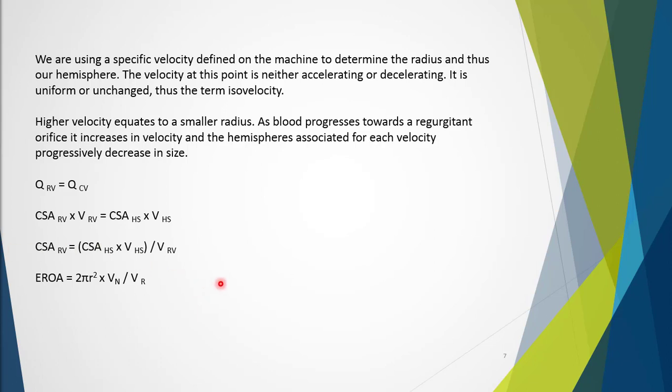So our specified velocity is always Vn, the aliasing velocity we have. So we can show here flow through the regurgitant valve is equal to flow within the hemisphere. So cross-sectional area times VTI, and again substituting things around, we get an effective orifice area of 2 pi r squared at the aliasing velocity divided by the regurgitant velocity.